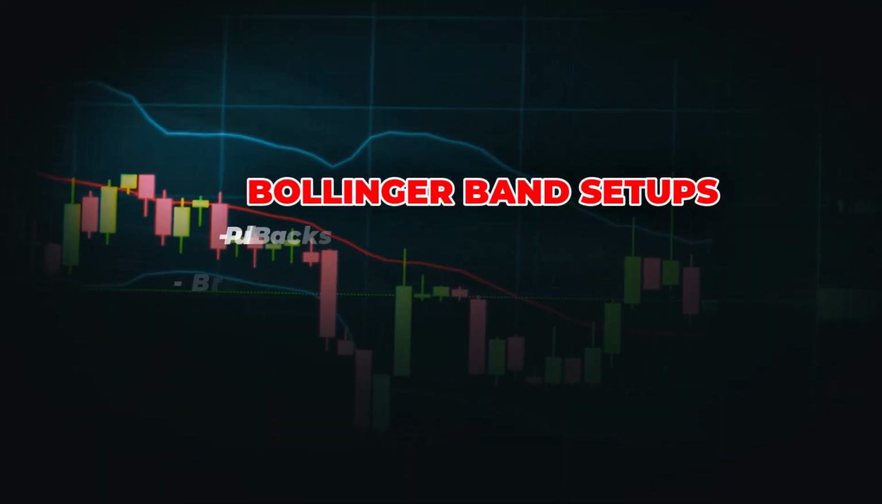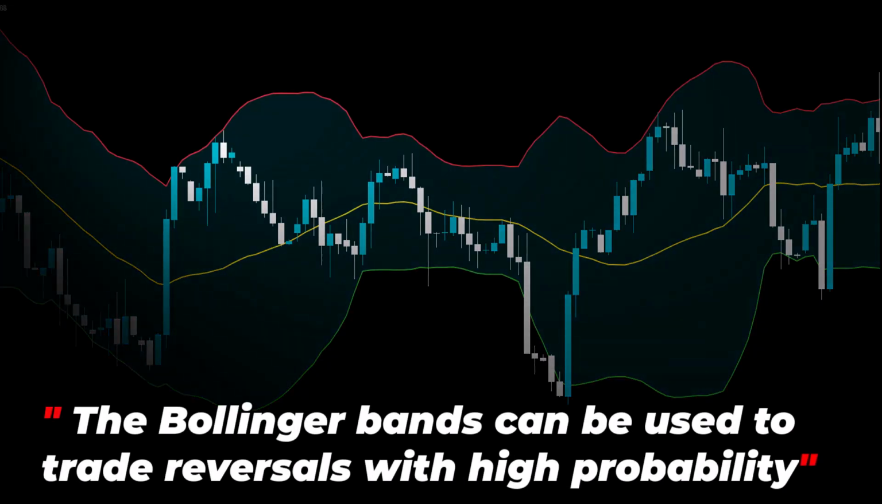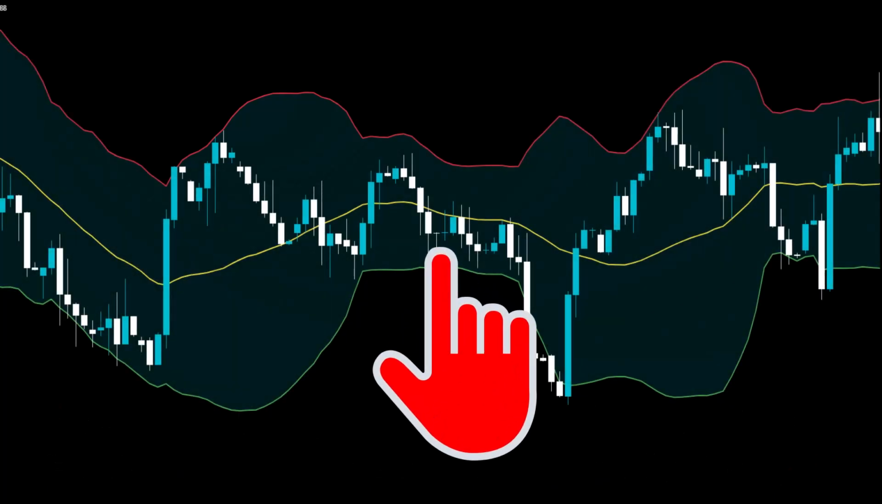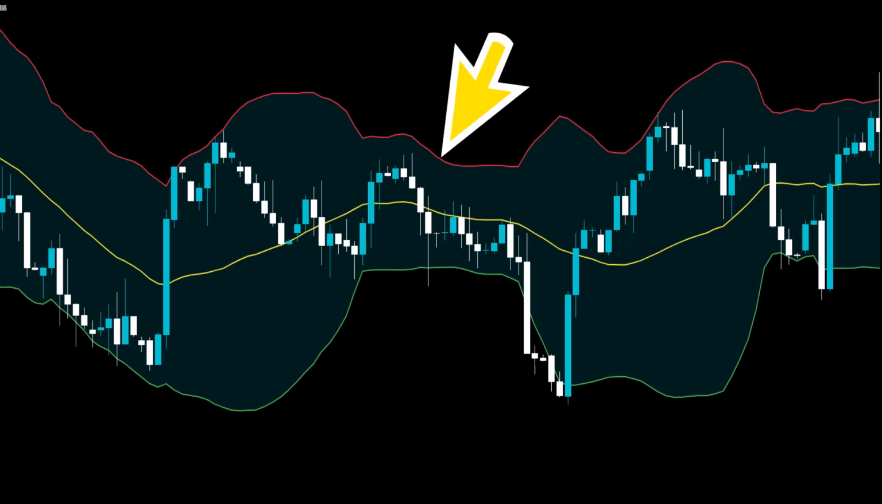Now moving on to the third setup, which is the reversal setup. So the Bollinger Bands can be used to trade reversals with high probability. As we discussed previously, the price will remain inside the Bollinger Bands for most of the time. Therefore, whenever the price breaks or touches the upper or lower band, we can expect a reversal. Let's first understand the sell setup.